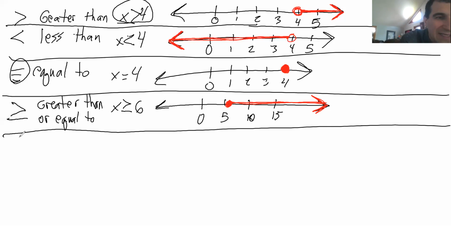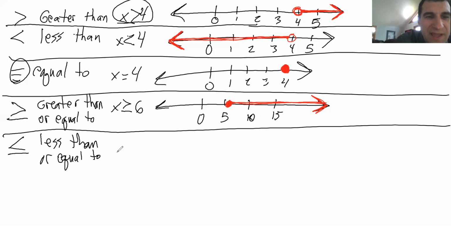Now let's look at the less than. So this is less than or equal to. So I'm going to write that less than, or it could be equal to. So let's just say that x is less than or equal to 3.